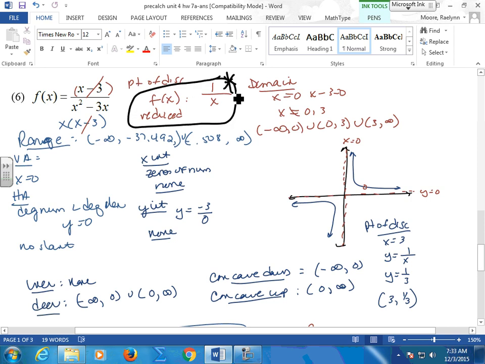Find your domain first before you remove your point of discontinuity. Make yourself a little note that you need to come back to your point of discontinuity. You have to use the reduced form because if you put it in the original, it's undefined. So that kind of gives you a heads up. Whoops, I got to reduce it. And then from your reduced form, find your asymptotes.